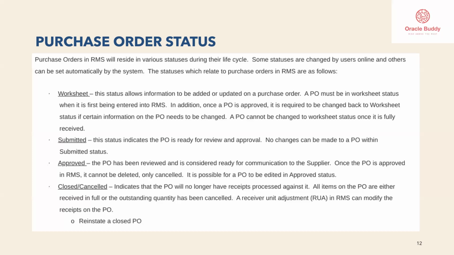Closed, cancelled indicates that the PO will no longer have receipt process against it. All items on the PO are either received in full or the outstanding quantity has been cancelled. A RUA, or receiver unit adjustment, in RMS can modify the receipt on the PO. You can reinstate a closed PO as well.